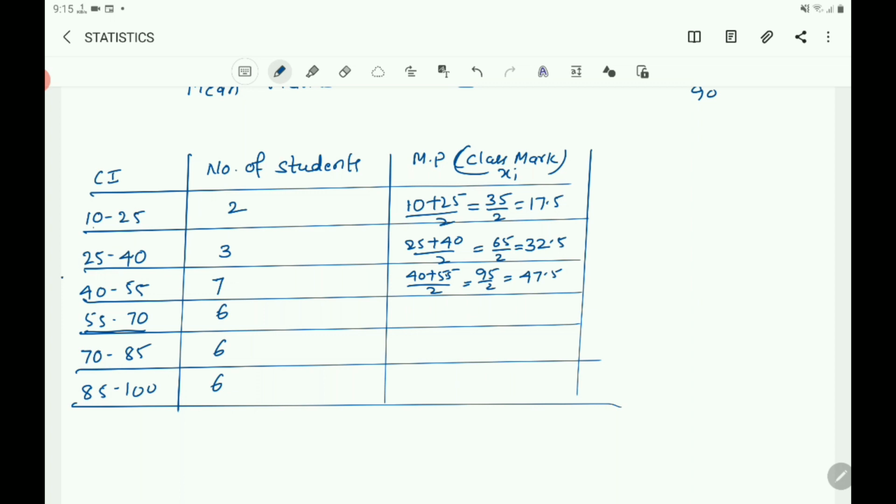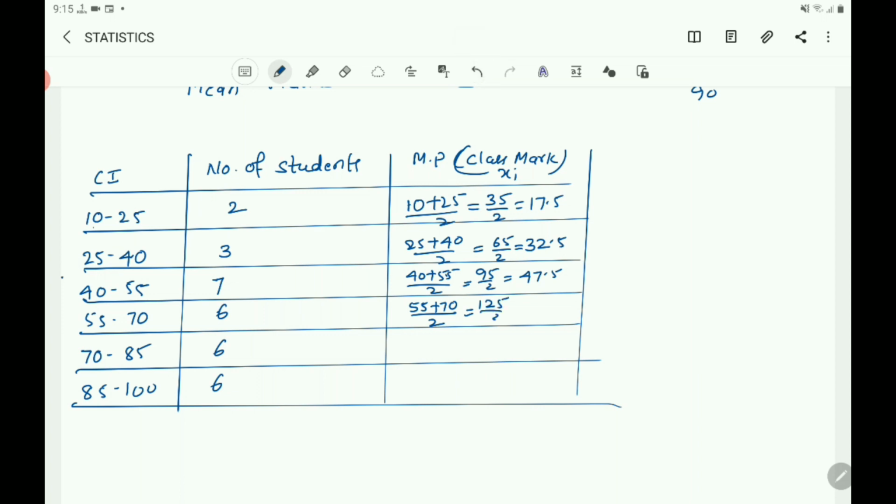Then 55 plus 70 by 2, that equals, here you will get 125 by 2.